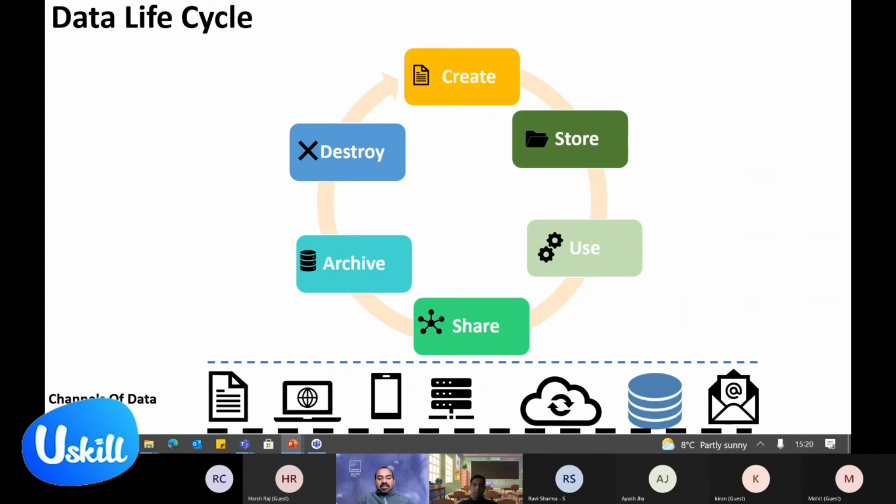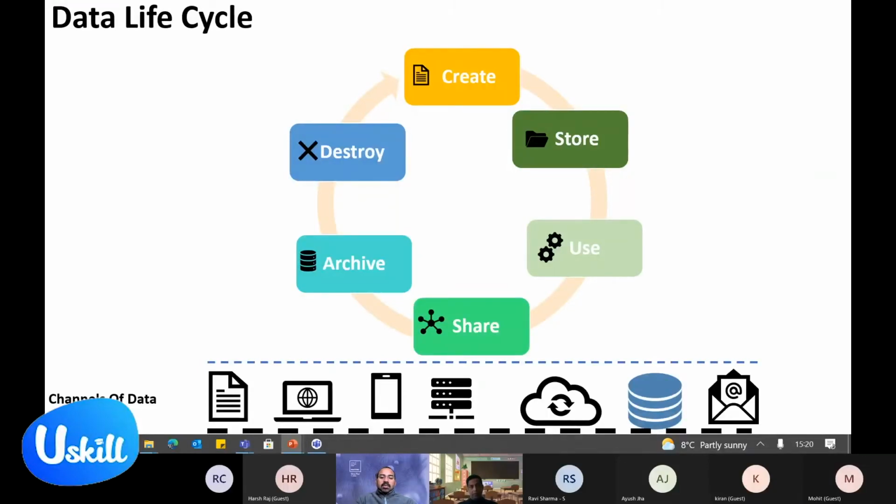Okay, so now, we all create data every day. Either we write something in a notebook, or we write something in a word processor, or we fill some form somewhere on a website. We try to access some shared drive folder or create something somewhere on the LAN drive. So it means we are creating data. And what happens after the creation of the data?